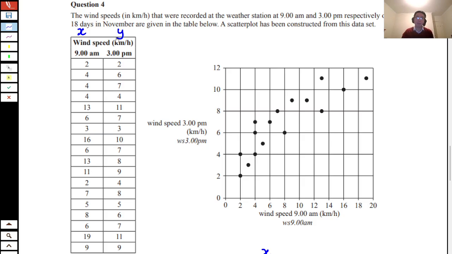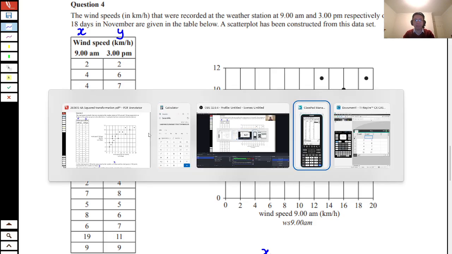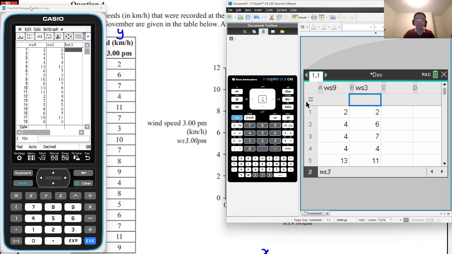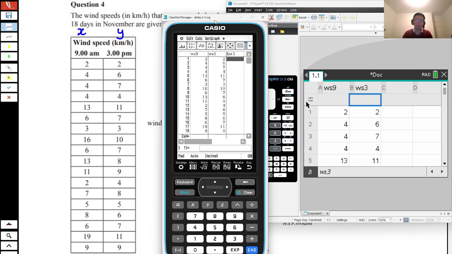So please take a moment now to type this data into your CAS calculator. It's worth going through the exercise of actually doing it. And I will now step you through the process of carrying out the transformation on your calculator. Now, I've prepared for this video, so I've already got the data typed in. If you need to pause the video, feel free to do that now before continuing. So hopefully you've got the data typed in now. I'll start with the ClassPad.